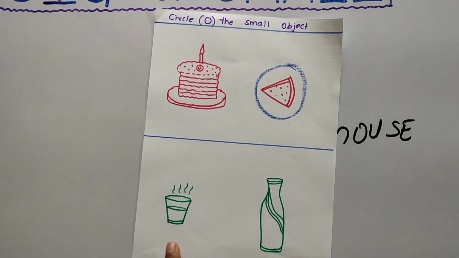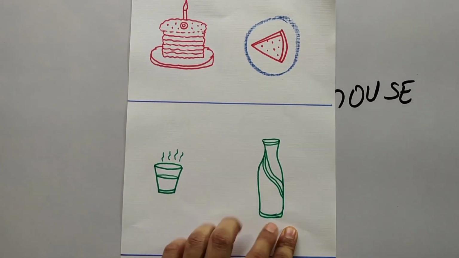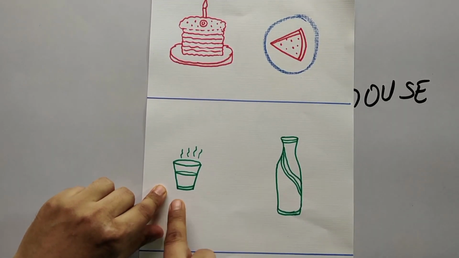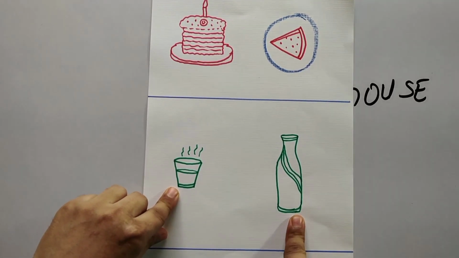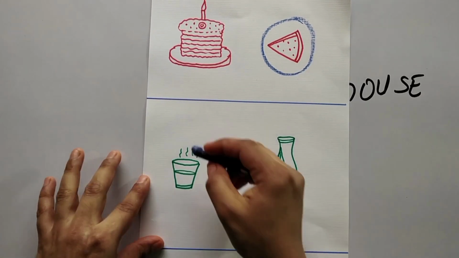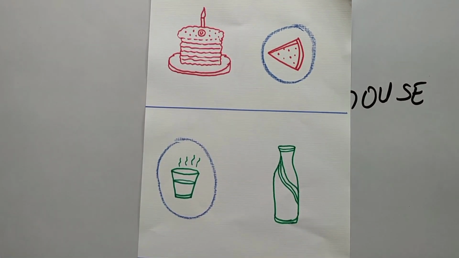Now, let us see this. Ask them to find the small object between the two. So, which is small? This is small. A glass is smaller than a bottle. So, they will circle the glass like this. Okay?